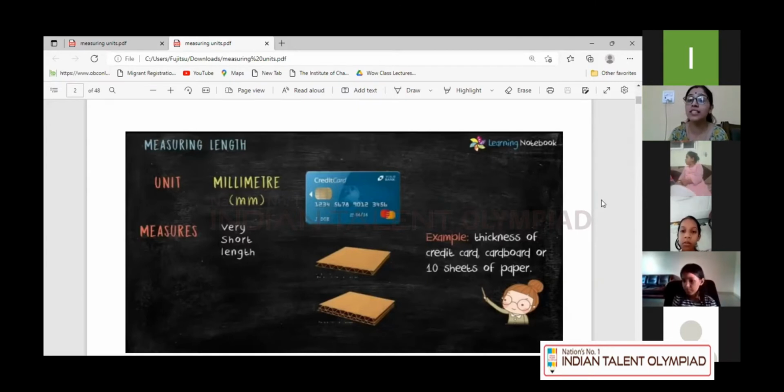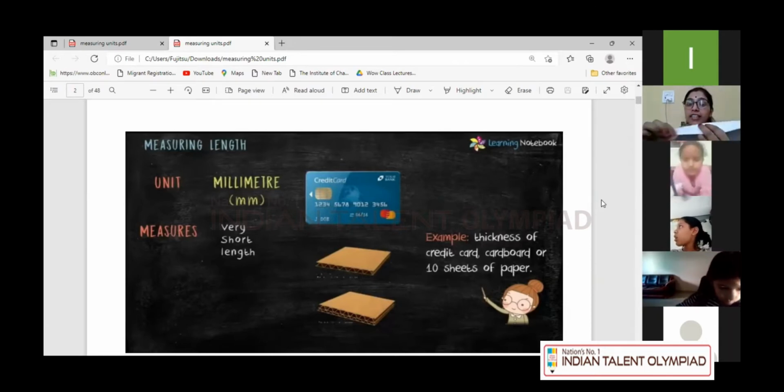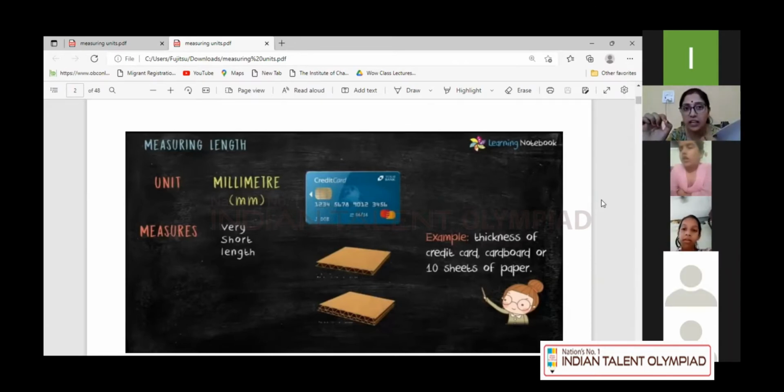What is thin? What is thick? This is the thickness. Thickness means mota, thin means patla. If somebody asks you what is the paper thickness, suppose this is one paper, and somebody asks what is the thickness of this, we will use millimeter, right? The smallest unit of meter.